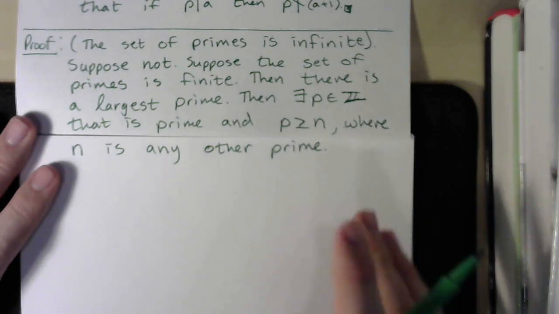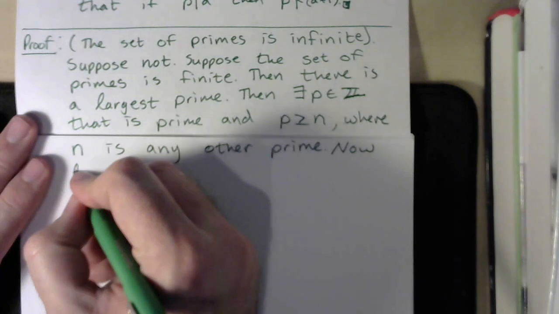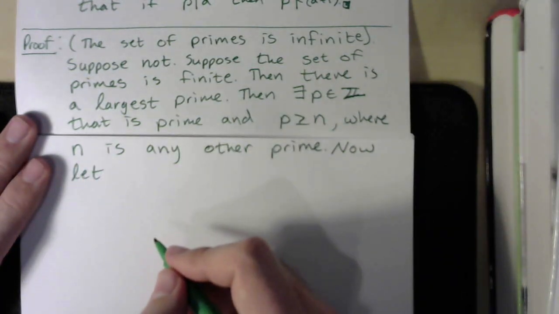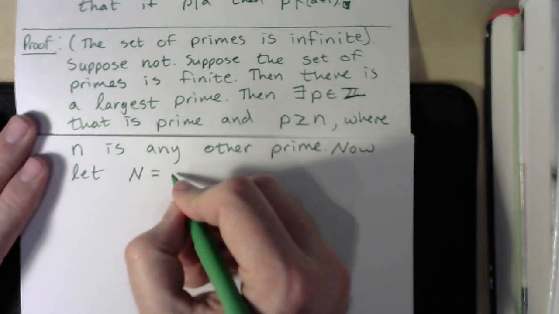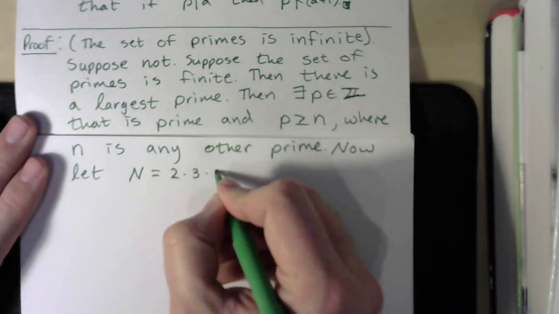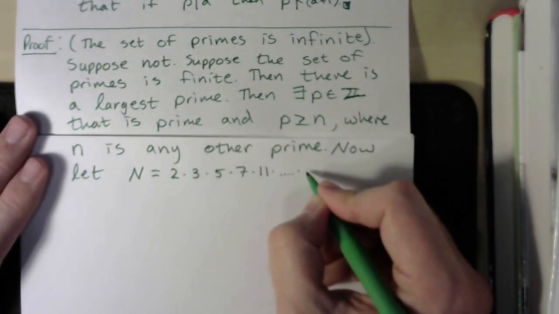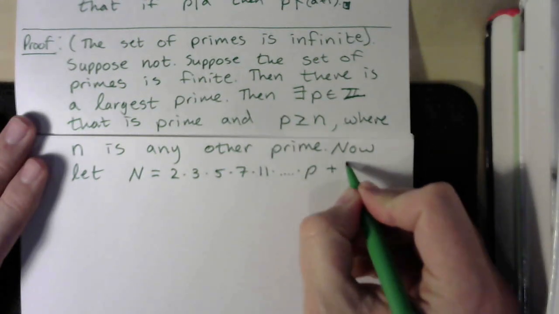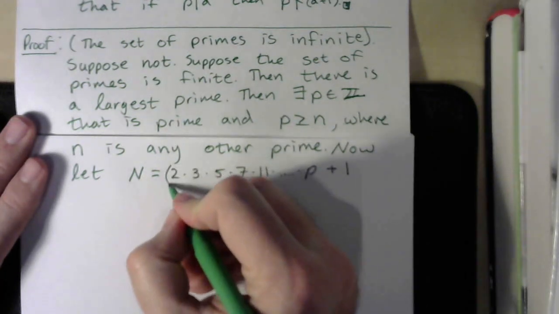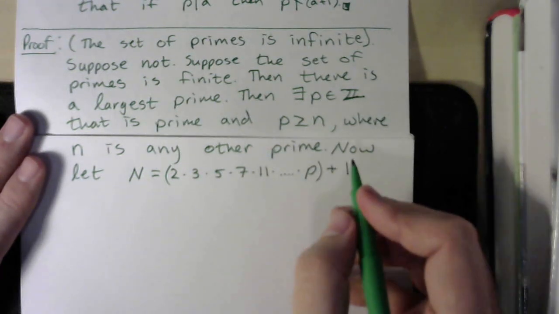So what we're going to do now is look at all of the primes. So now we're going to let this capital N equal 2 times 3 times 5 times 7 times 11 times ... all the way down to p, the largest prime. So we're going to construct a very, very large integer. And then we're going to add 1. So N is this thing plus 1, or the product of all prime numbers plus 1.